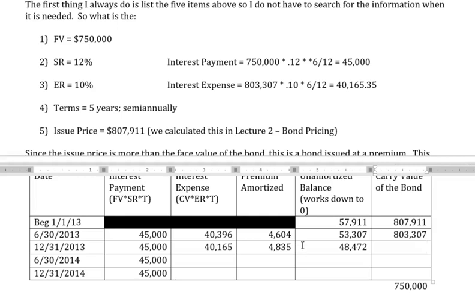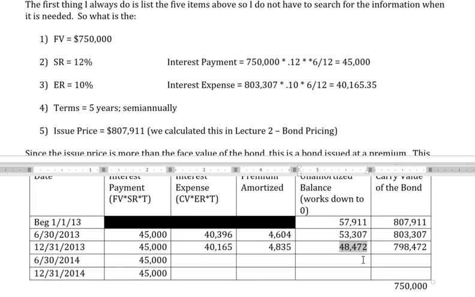And we get 798,472. Okay, so that's one way. Or you can take the 750 plus, because the premium would take our face value up, or take our carry value up, excuse me. 48,472 plus the 750 would give you the same result. So either way you want to calculate it is perfectly fine. Just be careful and make sure you don't mess that up.